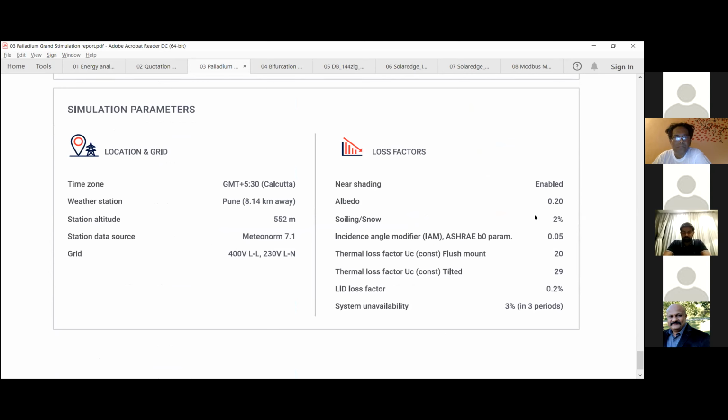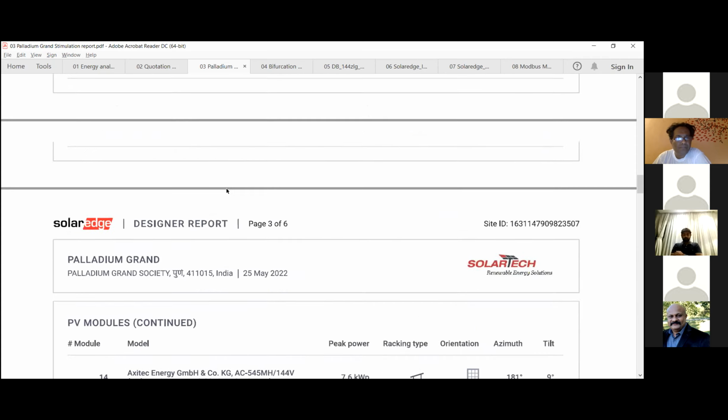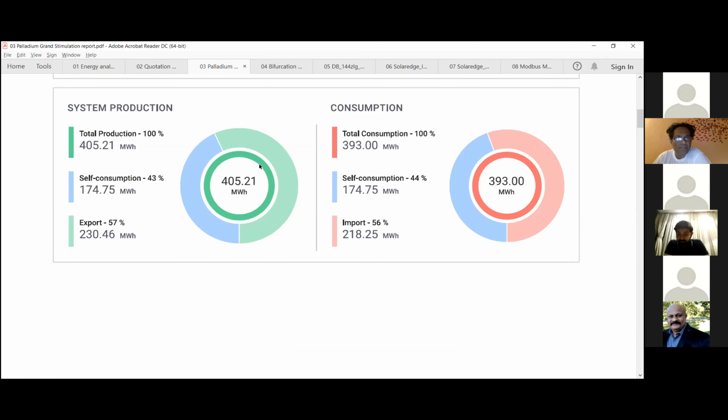If you see the loss factor also, we have considered a percentage of soiling on the panels, which will make them generate less. And in India, almost every month, 3 Thursdays electricity will not be there. So I considered that also, around 3% over a whole year, where we won't be able to generate because the grid is off for maintenance purposes. We come to a conclusion that we can generate almost 405 megawatts of energy from 250 kilowatts.